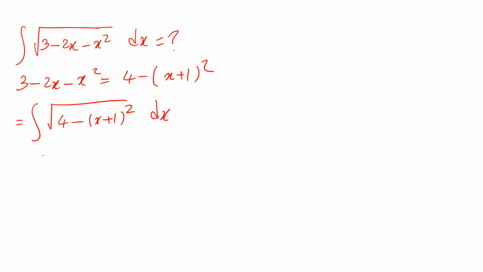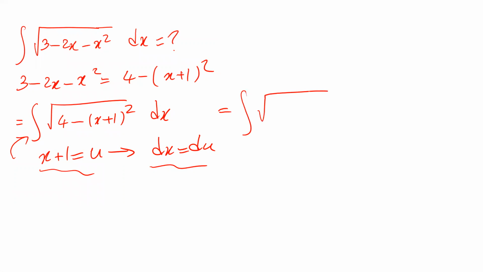That is, if you define x plus 1 as u, therefore dx will be equal to du. Okay, so here all you need to do is to substitute these two expressions into this integral. Therefore, this integral will be equal to the integral of square root of 4 minus, instead of (x plus 1) to the power of 2, I write u². Because x plus 1 is u, therefore (x plus 1)² is u², and instead of dx I write du. So now you have to calculate the integral of square root of 4 minus u² du.